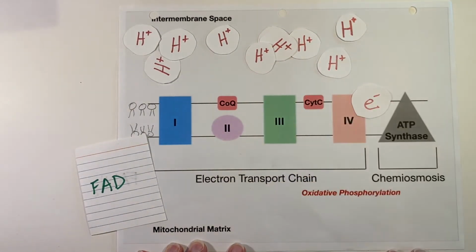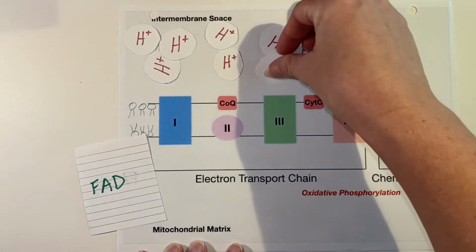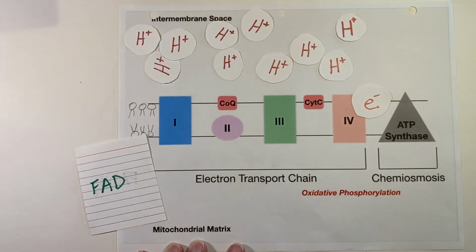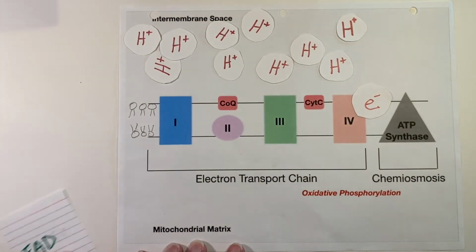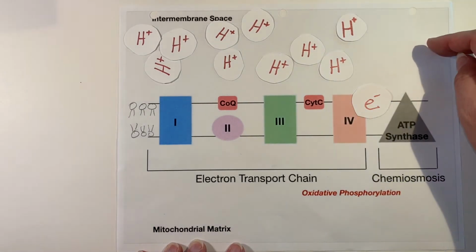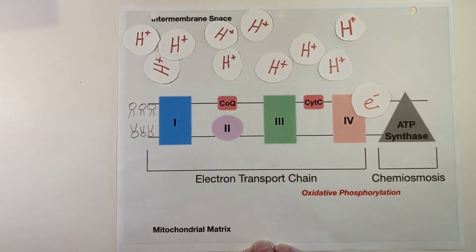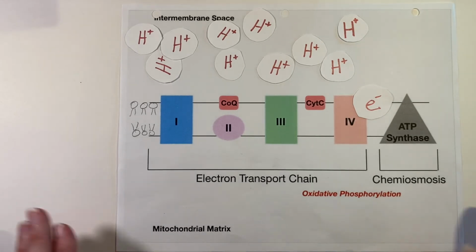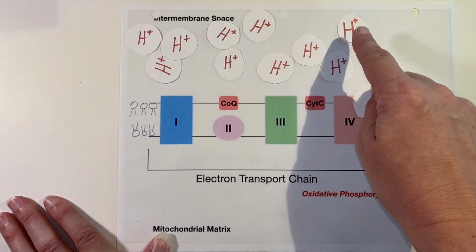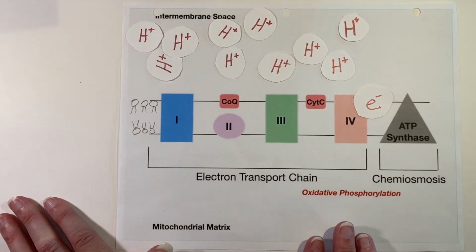Okay, so we've got some active transport here, and now we have a whole bunch of protons, hydrogen ions, up here in the intermembrane space. So we have a clear difference in our gradient here, right? We have a chemical gradient: we've got way more H+ up here than we do down here. And so at this point, because of chemiosmosis, we're wanting to move these H+ ions back into the mitochondrial matrix to even things out.